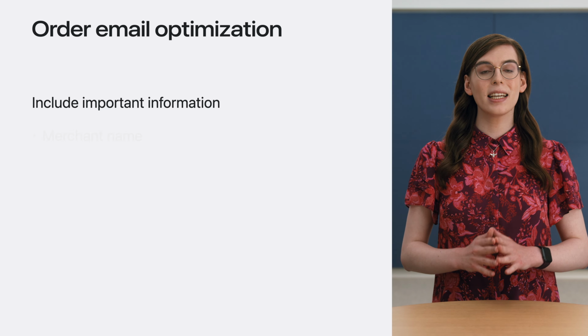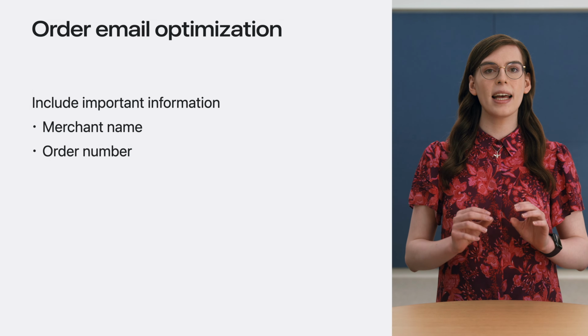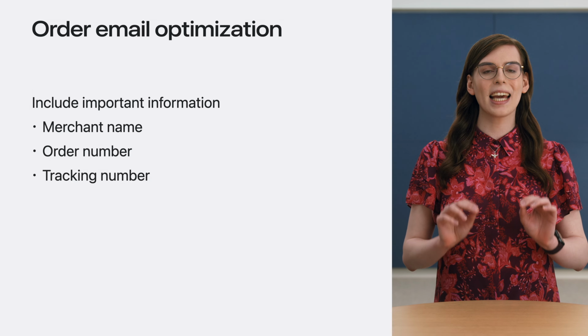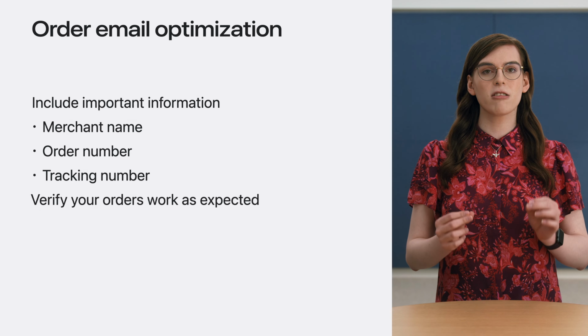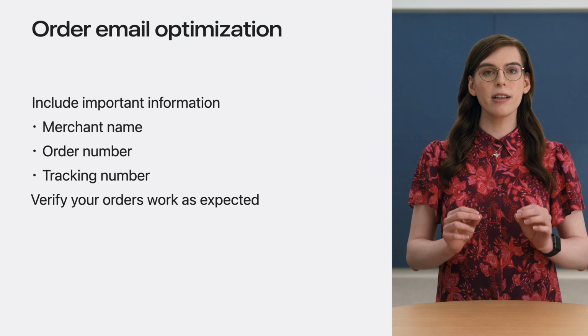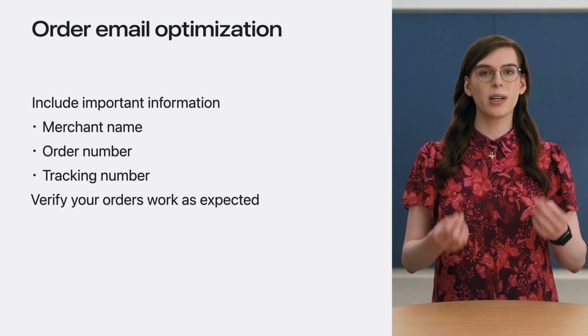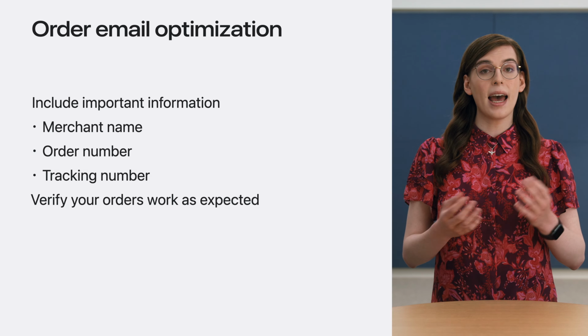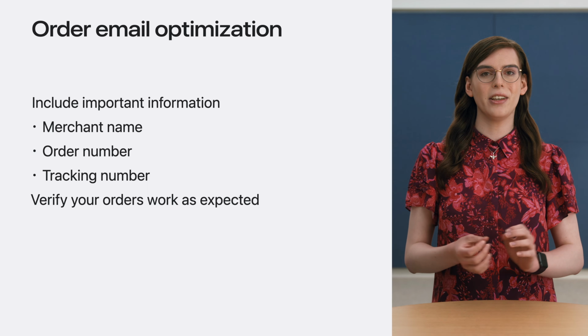To ensure an optimal user experience, make sure you're including all of the important order information in your emails. This includes a merchant name in the email body, an order number in every email, and a tracking number to link any carrier emails to the order. Also, verify your orders are appearing with the correct data by going through the ingestion flow with a test email and opening them in Wallet to make sure everything's working as expected.